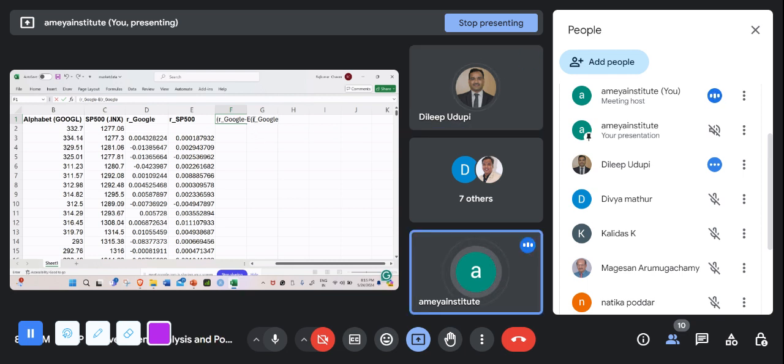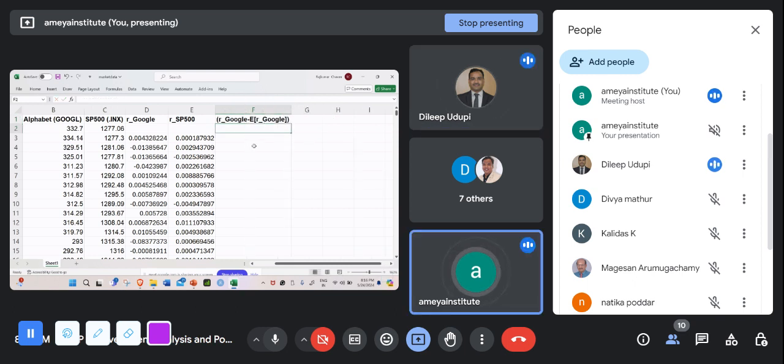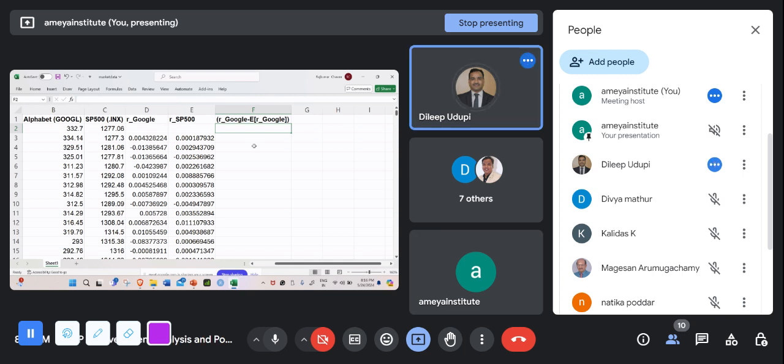So can you please calculate this one? Deviation. So this is my deviation. So how do we calculate deviation? Any idea? Average return needs to be calculated. Daily average return. Yeah. So it means what?